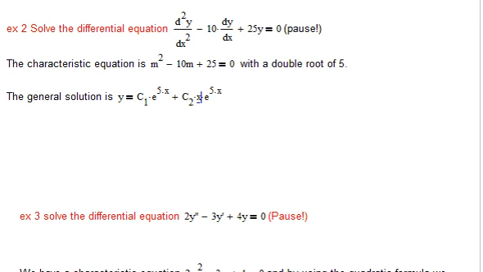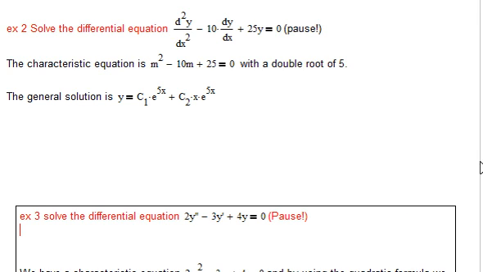So here's the complicated one, and I covered up the pause. See if you can do this one yourself. Solve the differential equation 2y double prime minus 3y prime plus 4y equals 0. I'll give you a hint. You are going to get imaginaries. So hopefully that'll give you a little bit of a pointer as you try this one yourself.